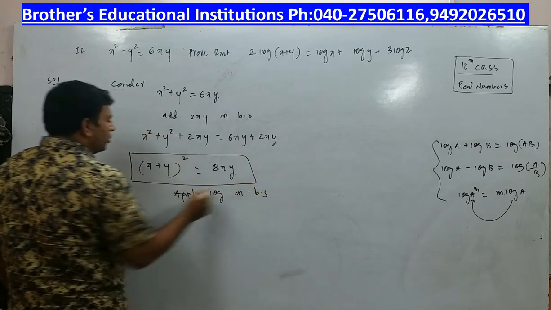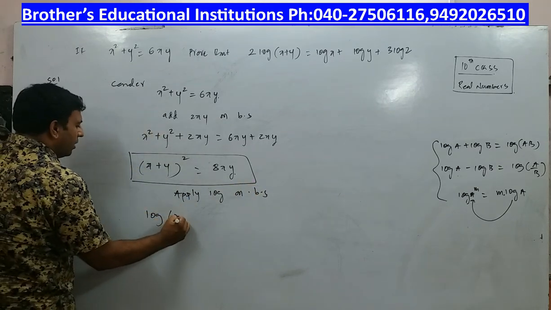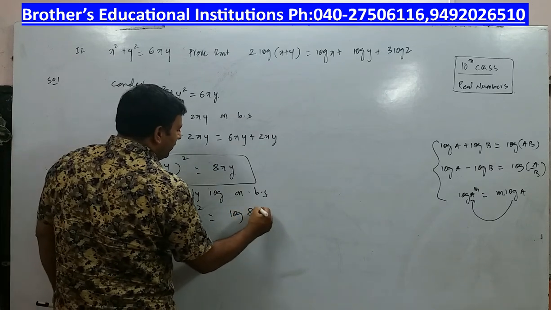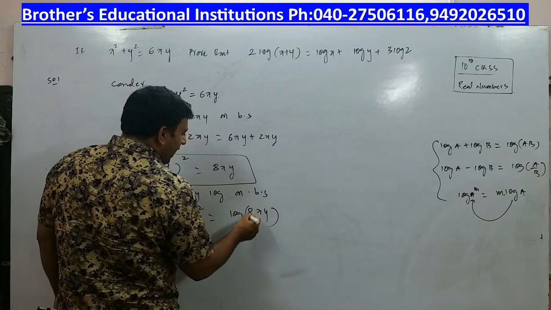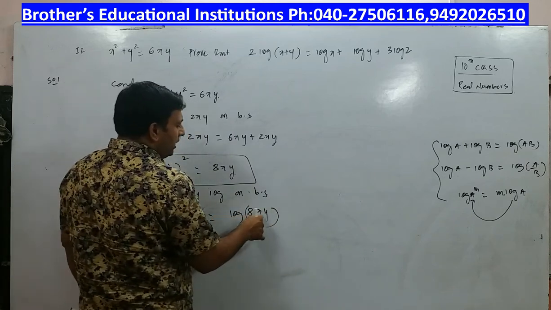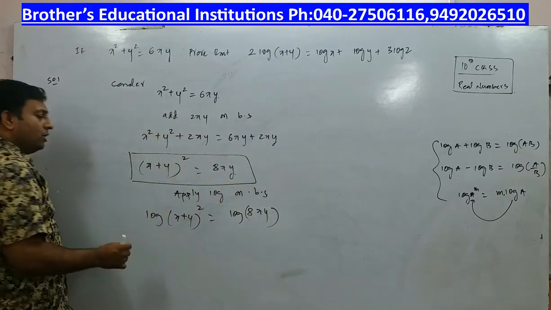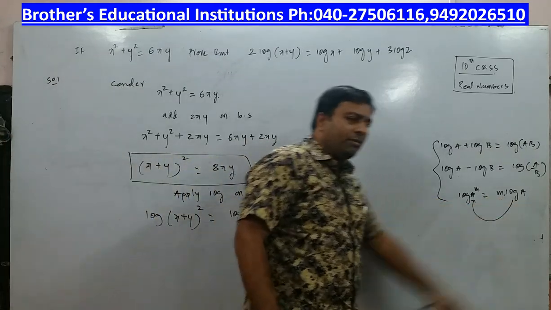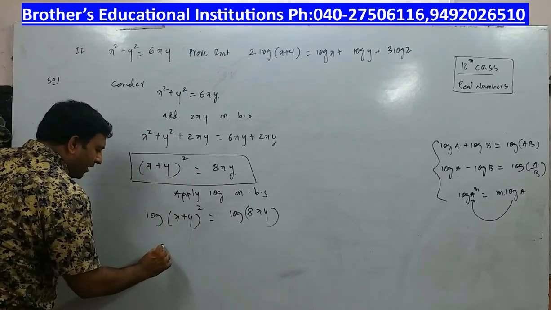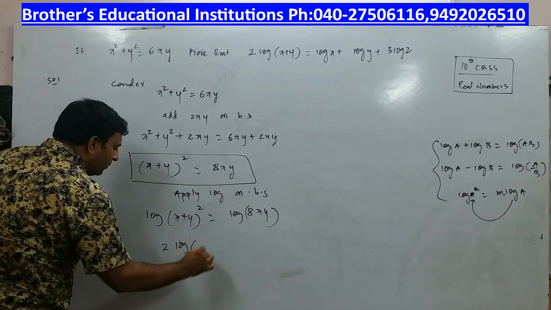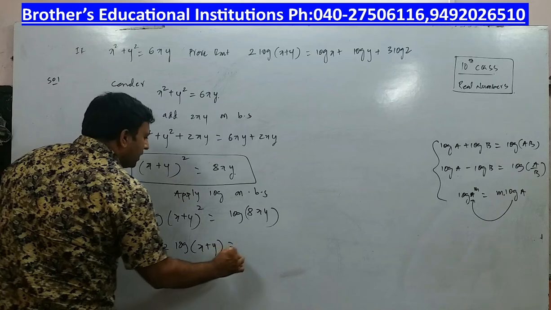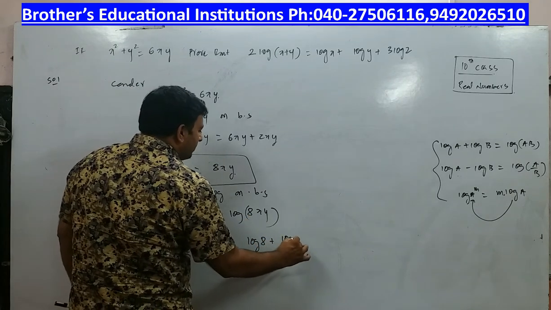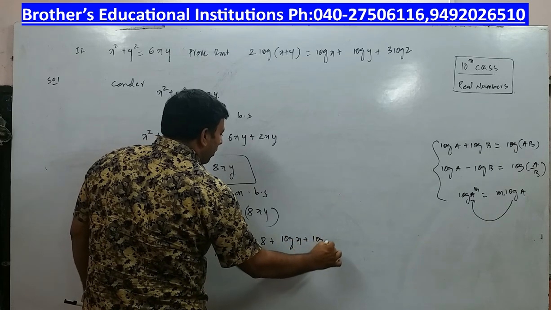Now once I get this, x plus y whole square is equal to 8xy, I will apply logarithms on both sides. So when I apply logarithms on both sides, log of x plus y whole square is equal to log of 8xy. Now this 8xy is 8 into x into y, three different terms, my dear. Now what is log of a power m? It is equal to m into log a. So log of x plus y whole square can be written as 2 into log of x plus y, and log of 8xy can be written as log 8 plus log x plus log y.